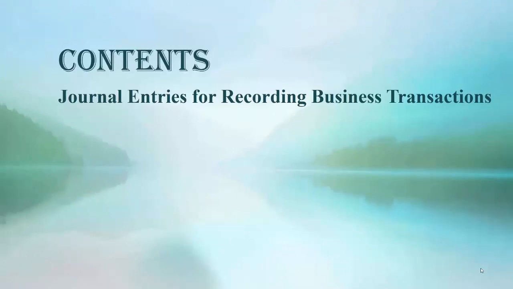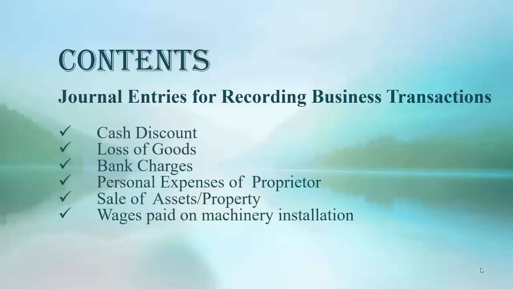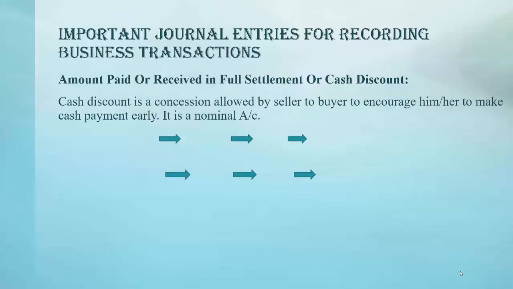This video is in continuation with my previous video in which I had taken some important journal entries for different cases. In this video, I will continue with some more important journal entries and the contents are as follows, starting with cash discount, after that loss of goods, and then bank charges, personal expenses of proprietor, sales of assets or properties, and at last, wages paid on machinery installation. So let's start. Our first case is cash discount.